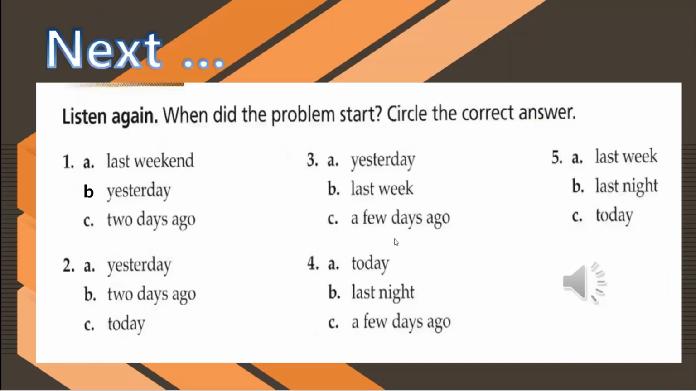And now we come to the next line. That is about listening practice again. So you have to choose the correct answer from each item. This is the multiple choices. And then you have to choose A, B, or C. Which one is the correct answer?